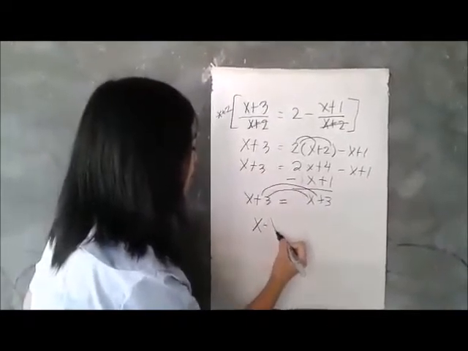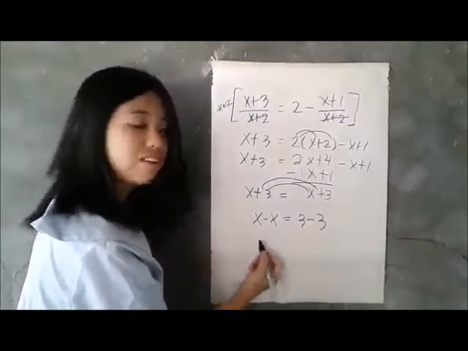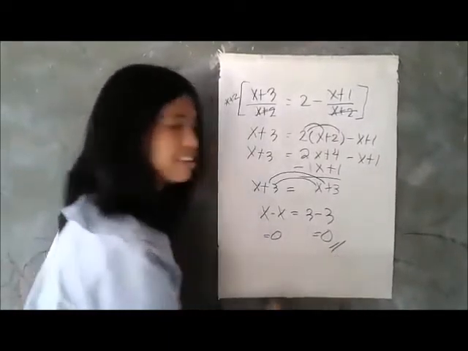So it becomes x minus x equals 3 minus 3. So x minus x equals 0. 3 minus 3 equals 0. So, the answer is 0.